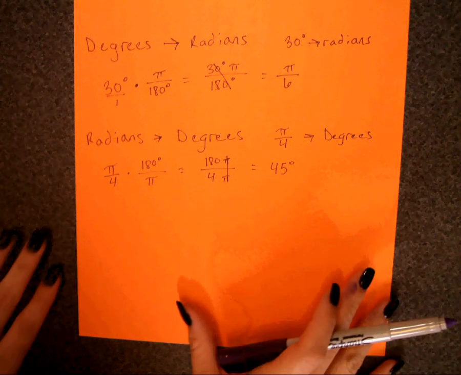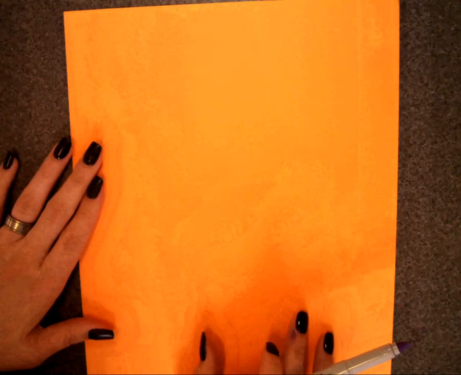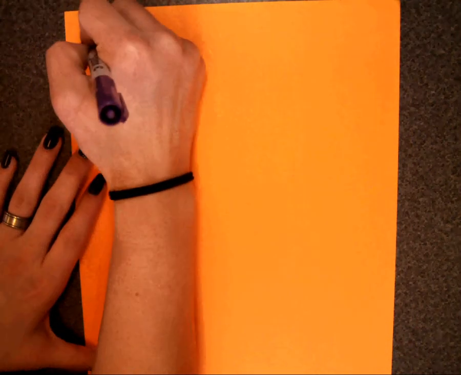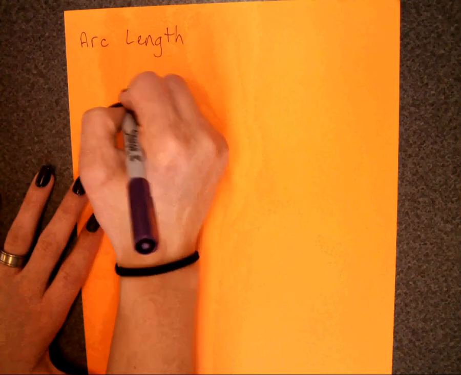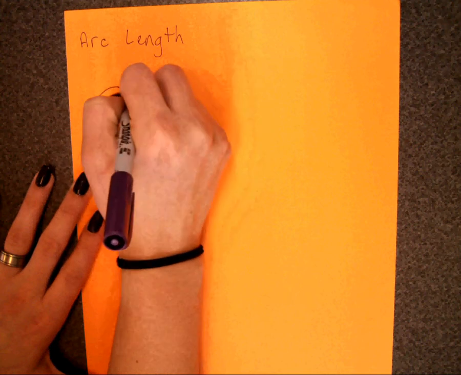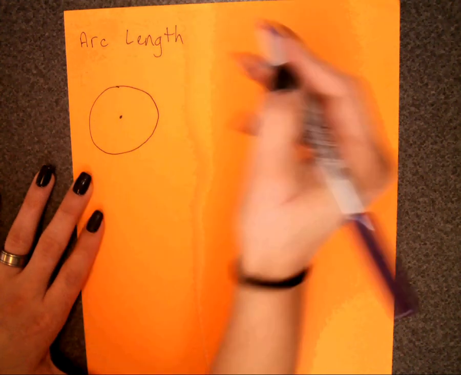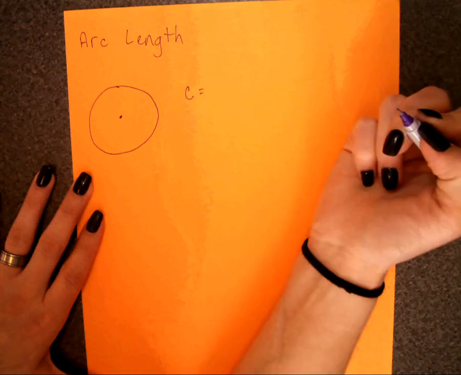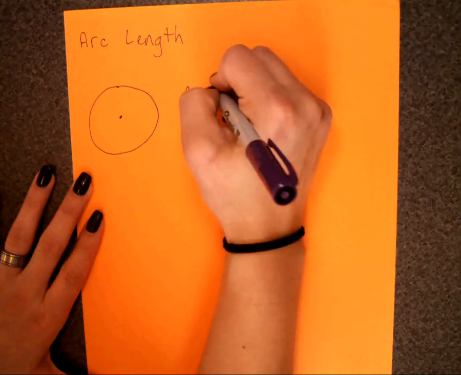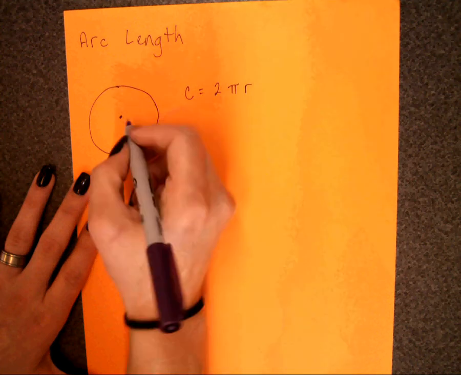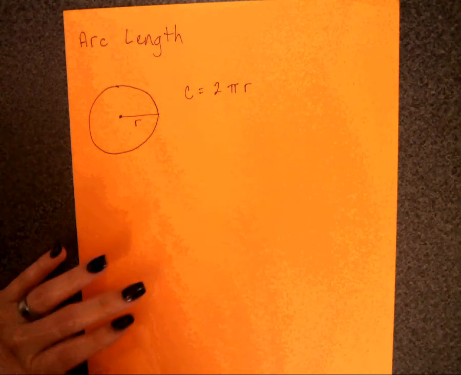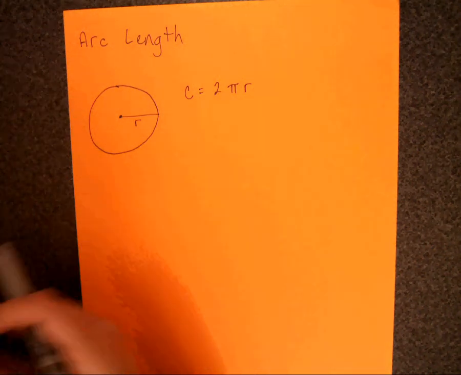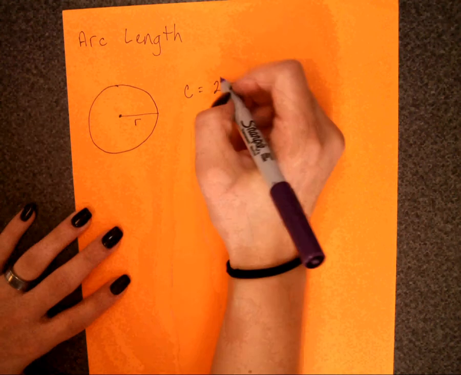Now, finding the length of arcs and finding the area of a sector. Let's look at finding the length of an arc, or arc length. If I have a circle, then the distance all the way around my circle we call the circumference. The way that we find the circumference is 2 pi r, where r is my radius. We know r is the radius, but what is this 2 pi?